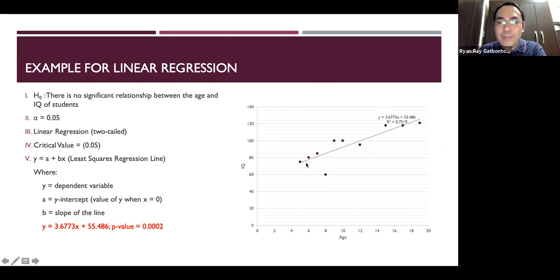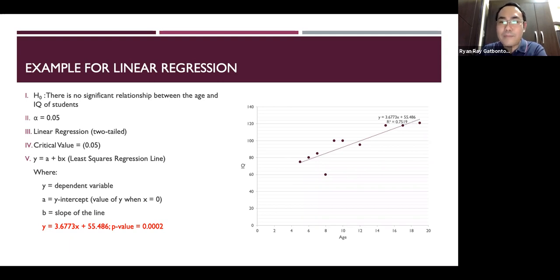When you submit your papers, you have to make sure that you present the plotting of your variables in the Cartesian plane. You have to show this, the slope of the line, and your least squares equation. Now, how do we determine whether this equation is significant or not?